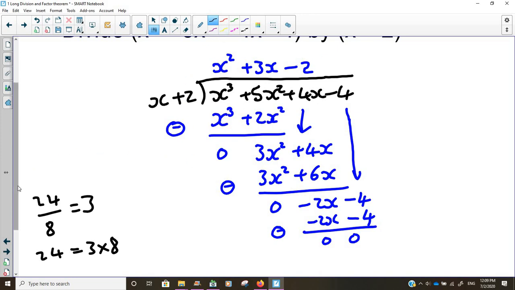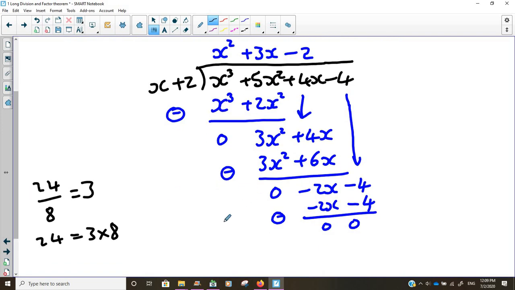So if we were to do that in terms of our example question here, then we can write our cubic equal to x plus 2 multiplied by our quotient, which in our case is x squared plus 3x minus 2.